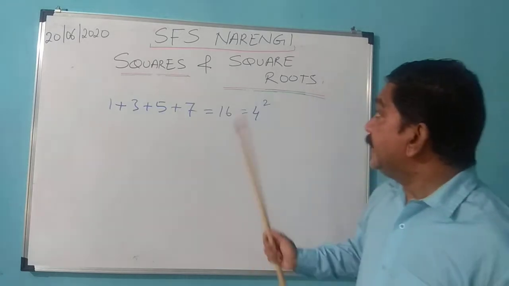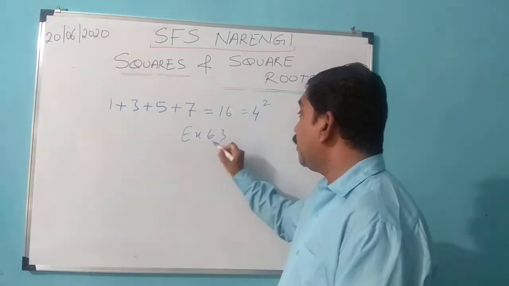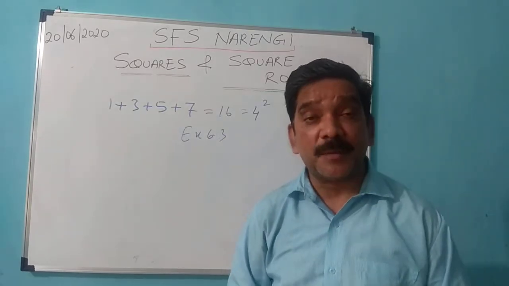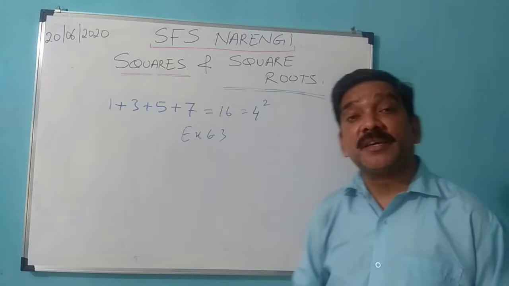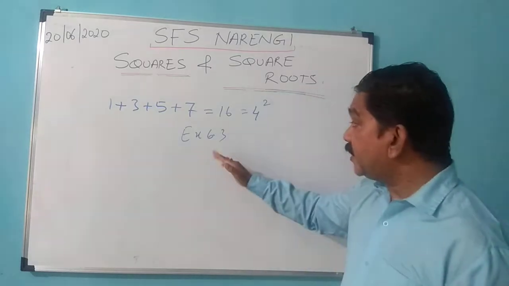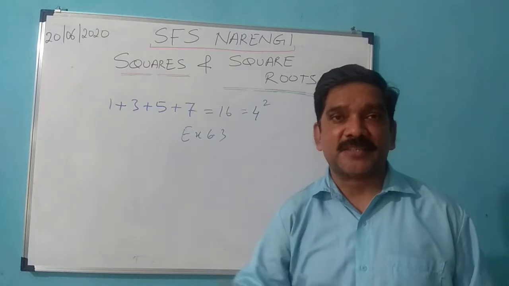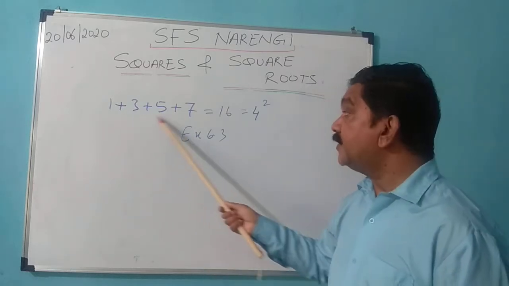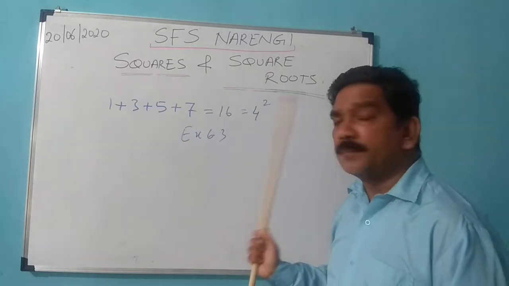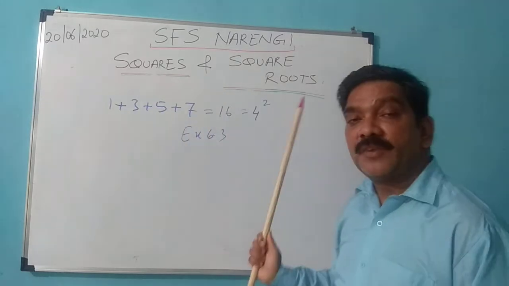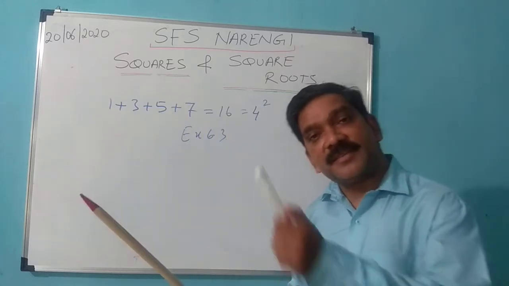Now, in this exercise 6.3, there is a question where you have to find out the square root. Remember, all these days we were doing squares. Now, in this exercise, we'll be doing square roots. We have to find the square root by repeated subtraction. Alright, this was the addition of the first 4 odd numbers, or maybe the first 5 odd numbers. If it is the first 5 odd numbers, the answer will be 25. If it is the first 6 odd numbers, the answer will be 6 square, that is 36.